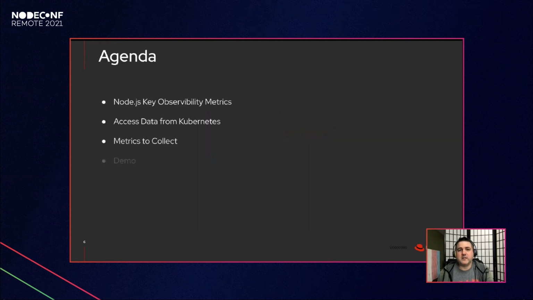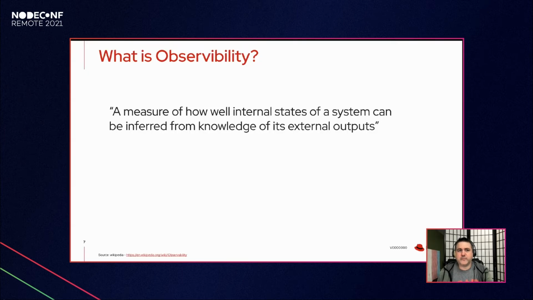So with that said, let's take a quick look at what we'll be going over in the talk. First, we're going to take a look at some of the key observability metrics that Node provides natively, as well as some newer additions. Next, we'll take a look at how we can get access to this data when your application is running in production in a Kubernetes environment. After that, we'll take a look at some of the things that you should be collecting. And finally, we'll see a very quick demo of some of the things that we just talked about.